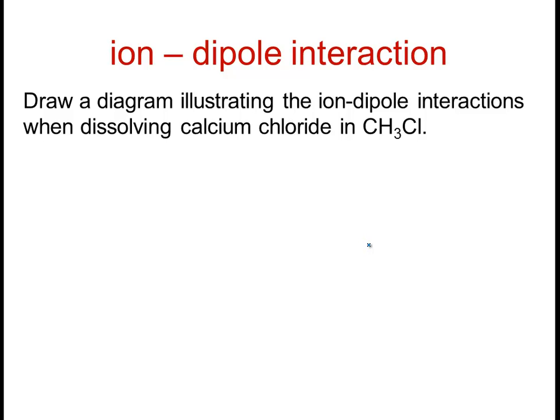Okay, and I'm not going to go through this one, but why don't you try one more? Why don't you try doing this one? Calcium chloride dissolved in, this would be called methyl chloride. From the molecular formula, you're going to know how to generate the 3D structure and then get the dipole.